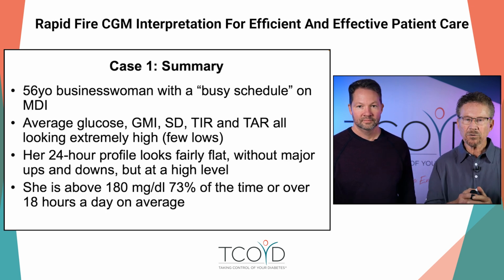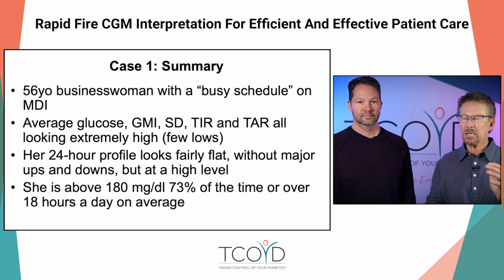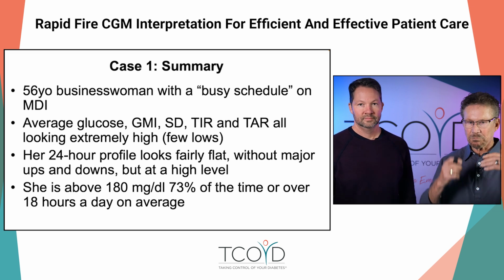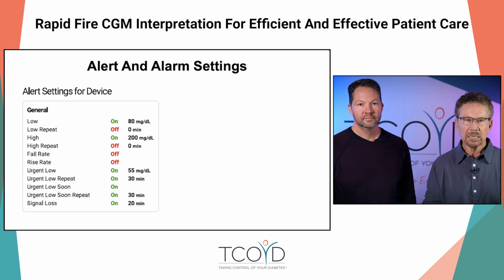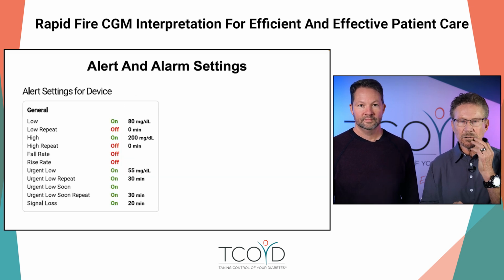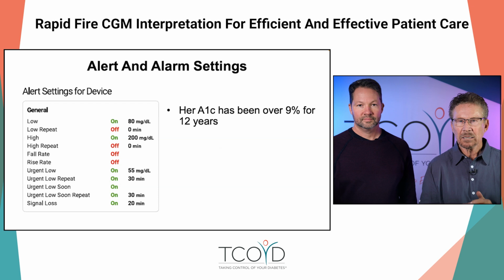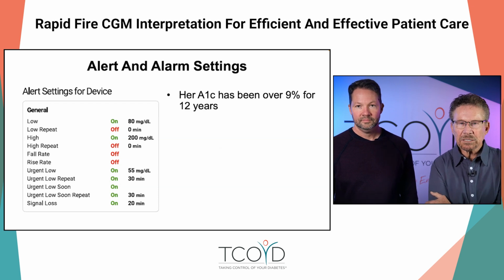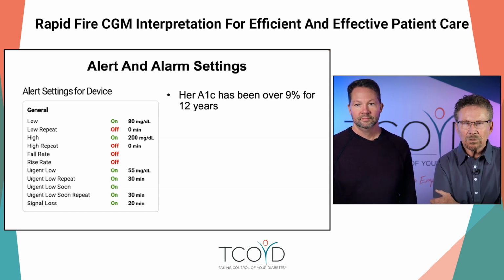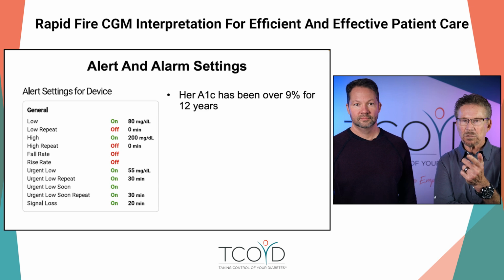She's above 180, 73% of the time. That means 18 hours a day she's out of range, just to bring that into context. And I looked at her alert settings, and you can see that she sets her upper alert at 200 and her repeat is off. So we'll talk about that.